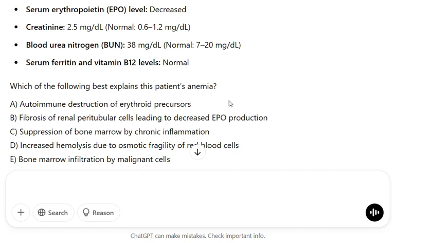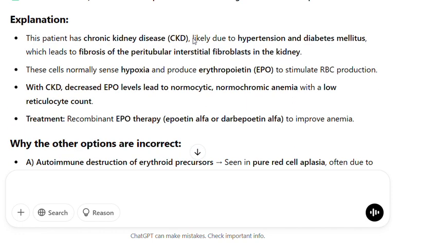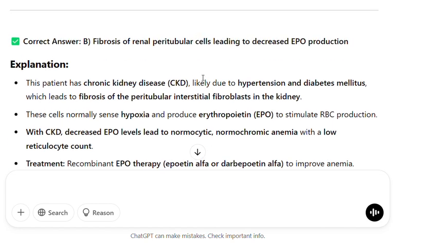Correct answer, B. Fibrosis of renal peritubular cells leading to decreased EPO production. Explanation. This patient has chronic kidney disease, CKD, likely due to hypertension and diabetes mellitus, which leads to fibrosis of the peritubular interstitial fibroblasts in the kidney.